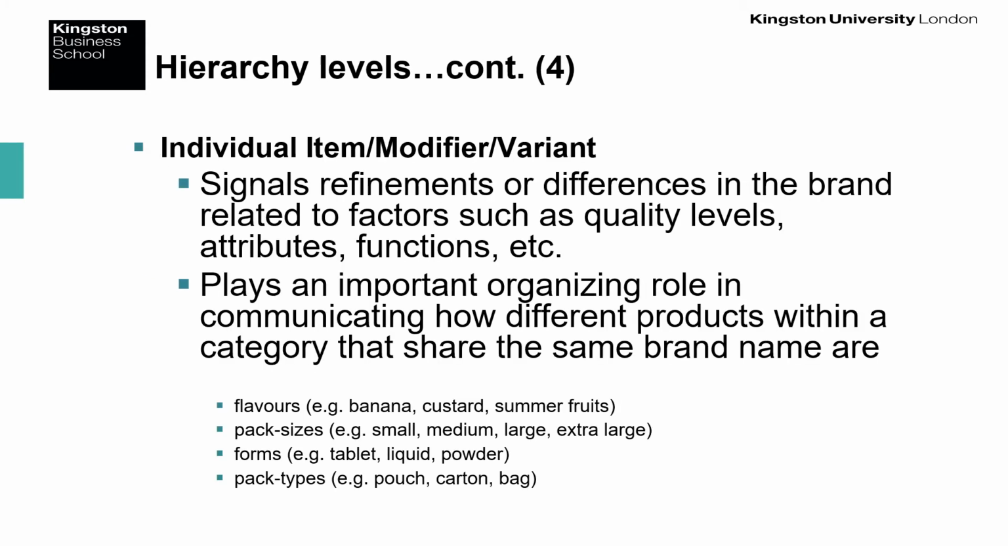And then the final level of the brand hierarchy is the individual item, modifier, or variant. And this gives a very clear signal to the customer that there is a difference in the brand here related to something, perhaps a quality level, a flavour, specific product attributes or functions. And this individual item, modifier or brand variant level plays a very important organising role and communicates how all the different products within a category are related.